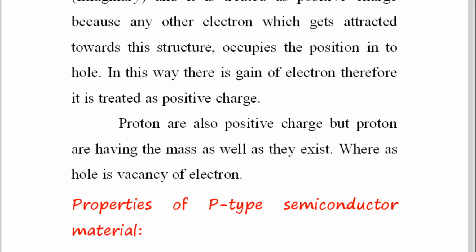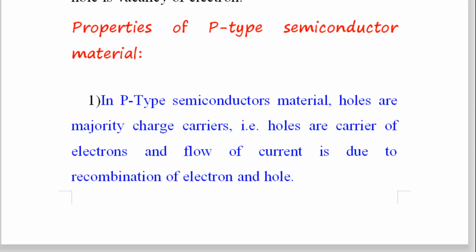Now we'll compare hole with proton. Protons are also positive charge, but protons have mass. A proton possesses some mass, and it exists, whereas a hole is a vacancy of electron, that is an imaginary concept. And this is very important to remember, the difference between proton and hole, which we treat as a positive charge carrier. So in this way, this is the formation of p-type material.